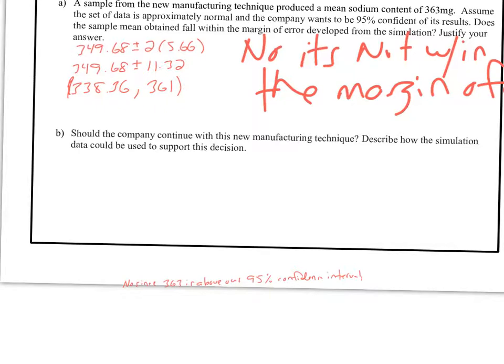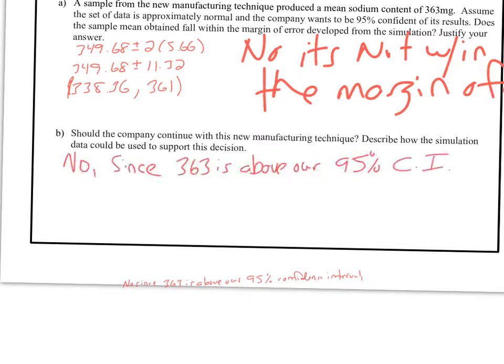If, however, it was, let's say, 351 or 339, we could say, yeah, that's inside the bounds that would occur. If the true value really is 350, then anywhere from here to here is a number that you are likely to get. But again, it wasn't, so we can't say that it is. So we have to say no. So we're going to say no, since 363 is above our 95% confidence interval.